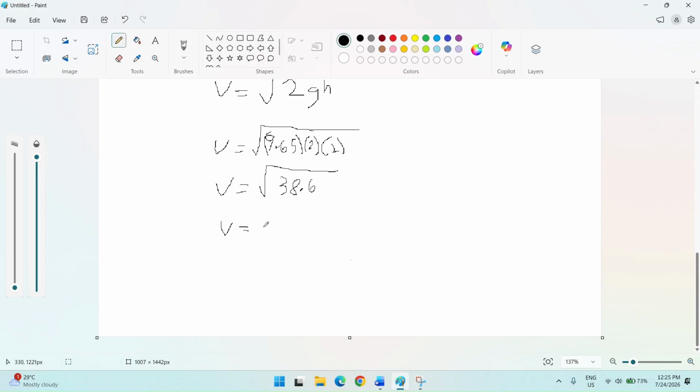We get 6.21 meter per second. So therefore, the hammer strikes the piling with a velocity of 6.21 meter per second.